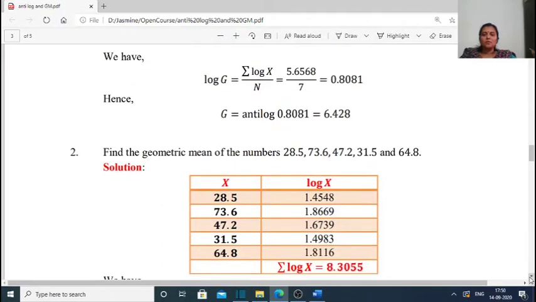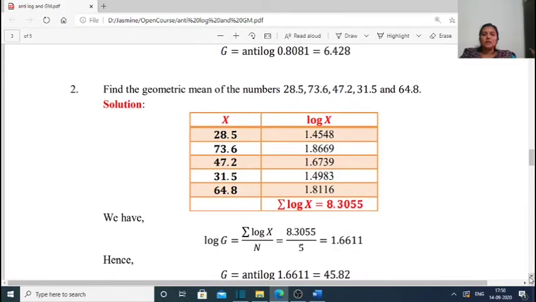Now the next problem is find the geometric mean of the numbers 28.5, 73.6, 47.2, 31.5 and 64.8. So we write x and write log x. For 28.5, log x is 1.4548, for 73.6 it is 1.8669, 47.2 is 1.6739, 31.5 is 1.4983, 64.8 is 1.8116. So sigma log x equal to 8.3055.